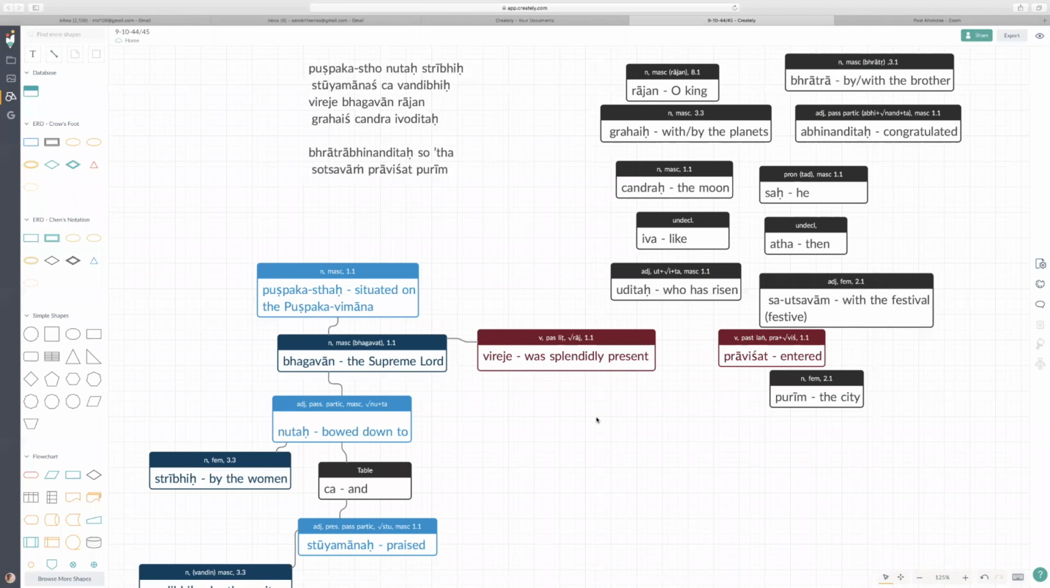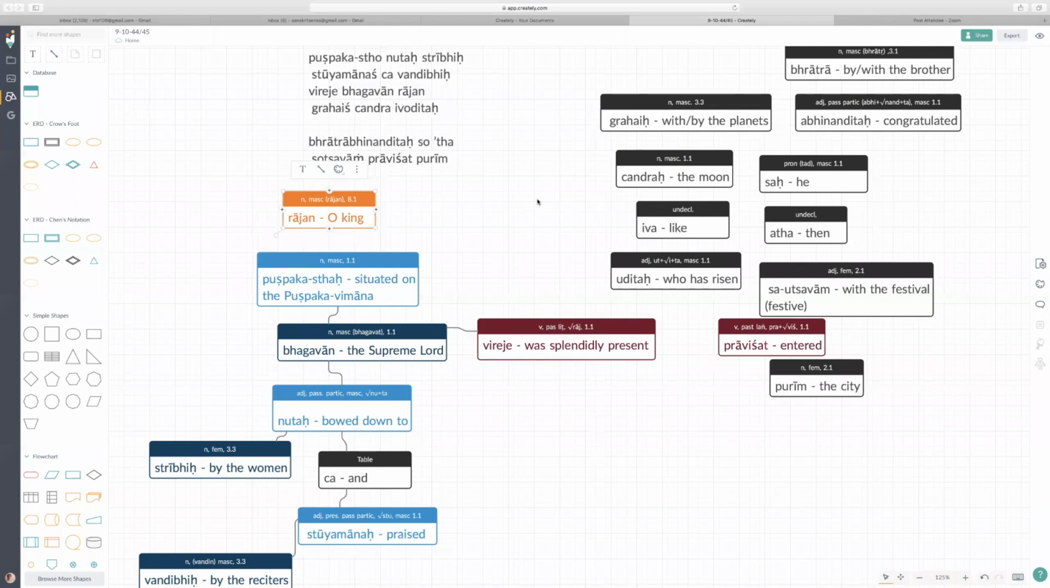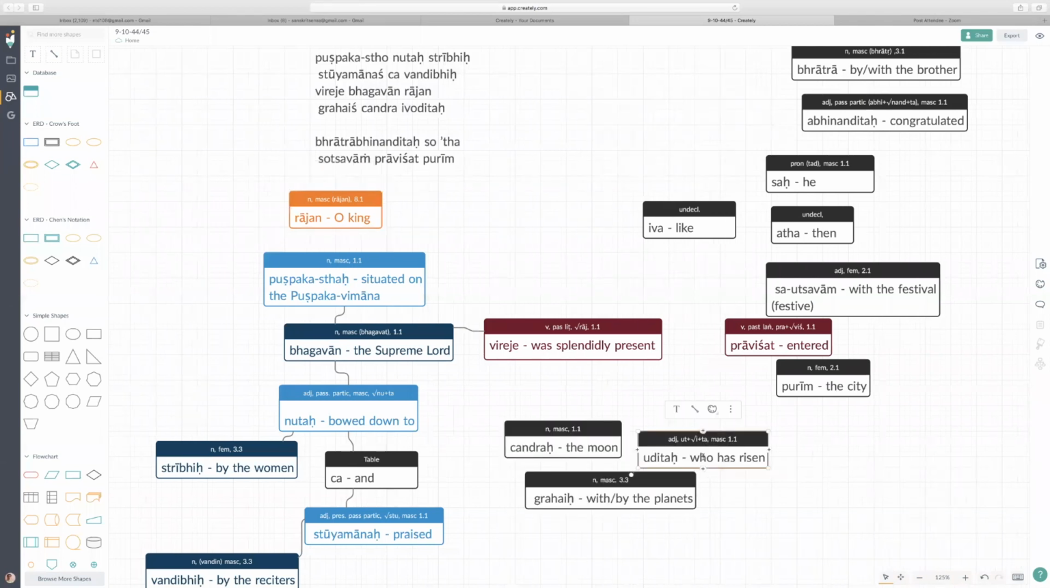Next, Vireje Bhagavan Rajan, sambodhana. So it's there, Rajan Grahaish Chandra Ivoditaha. Okay, we have here a second clause, let's say a related sentence. The moon by or with the planets, which has risen, okay? Chandraha. So Chandraha is a subject for another sentence. Uditaha. What is Uditaha?